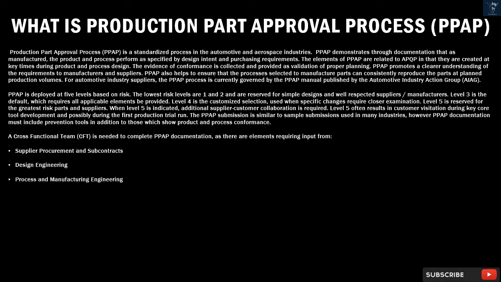What is production part approval process (PPAP)? Production part approval process (PPAP) is a standardized process in the automotive and aerospace industries. PPAP demonstrates through documentation that as manufactured, the product and process perform as specified by design intent and purchasing requirements.